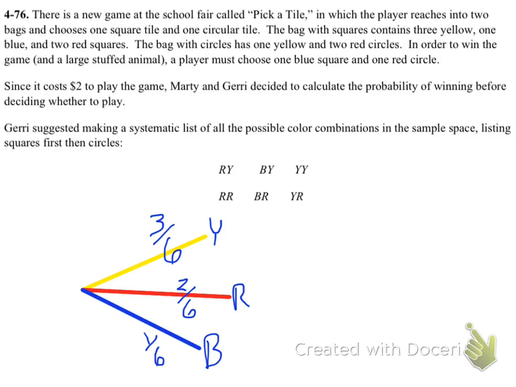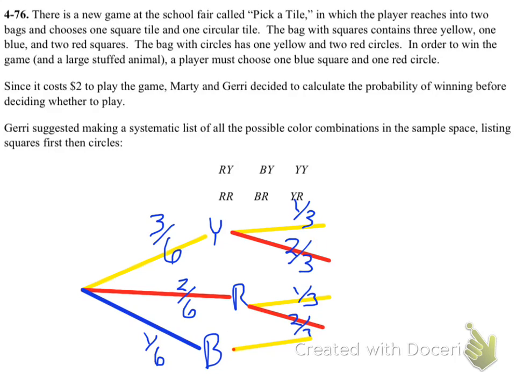From there, the person then reaches in and grabs one from the circle bag. The circle bag has either yellow or red. So from each of these, if you choose yellow first, you still only have a yellow or red option. The yellow is 1 out of 3, and the red is 2 out of 3. If you choose a red one first, you still have 2 options for your second bag, again 1/3 and 2/3. And if blue was your choice for your first one, you still have the same options for the next one, which is again 1/3 and 2/3.